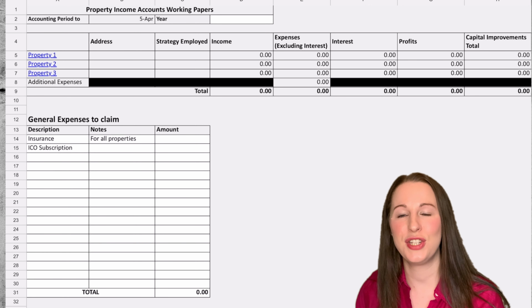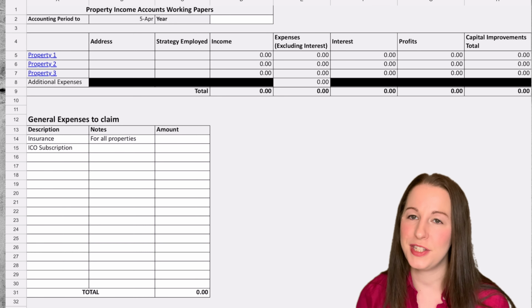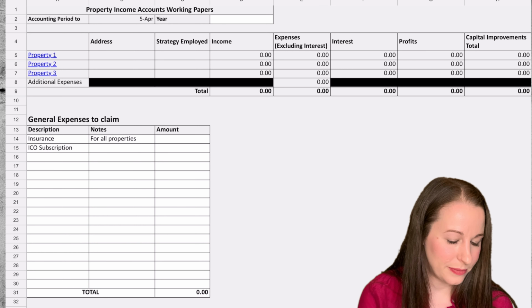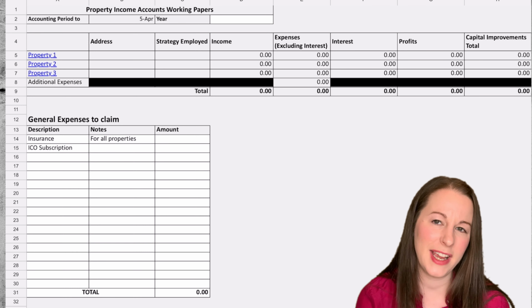Now, as you can see in our spreadsheet here, we've got a summary page, and this summary page really is just so that you can see how it fits together and what income you've got in total, what expense you've got in total, and all that sort of thing. What you'll be able to see on here is also a general expenses to claim.